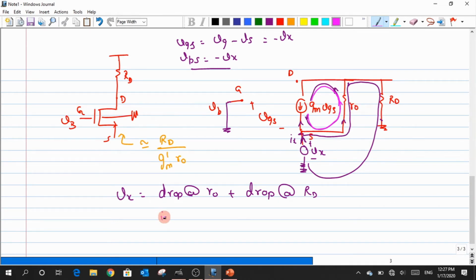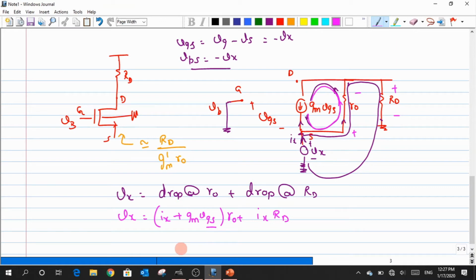I have this Ix plus gm VGS, okay. The current flows from positive to negative, and when this is flowing, the drops have to be written something like this, okay. Plus the current flowing through this RD is Ix into RD. So this entire component would then give us, oh yeah, I forgot R0 here. Okay, so this is how I can write it, and later I can replace this VGS with minus Vx, am I right?